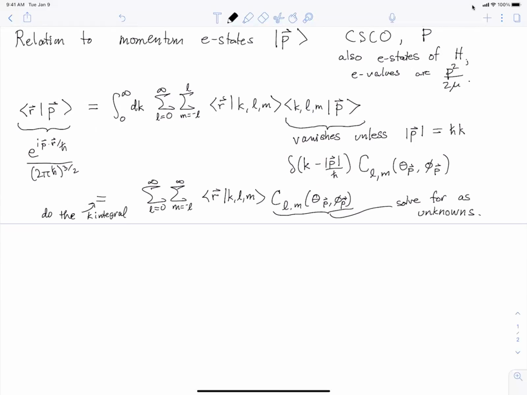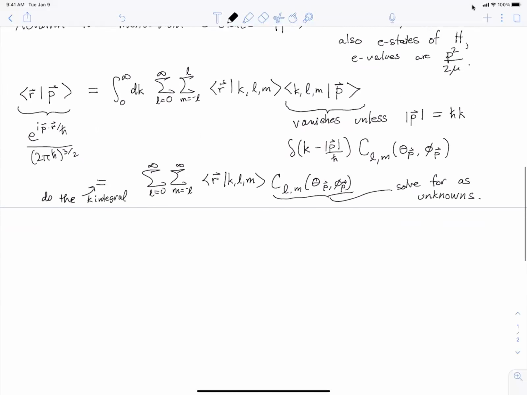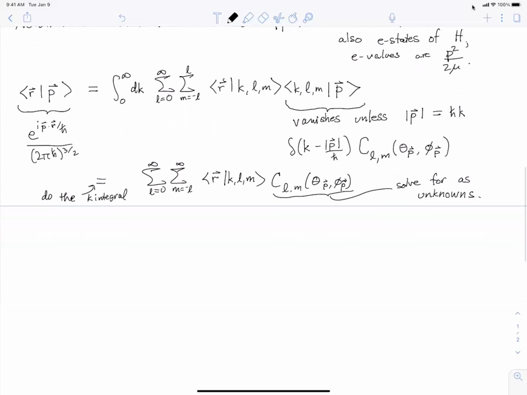Let me just list the ingredients that go into the solution. So what we have here is some e to the i stuff. And on this side, we have a wave function for the klm states, which we know. And we have these unknown coefficients. So the two things that go into it, I'll just say here, uses, are two mathematical facts.